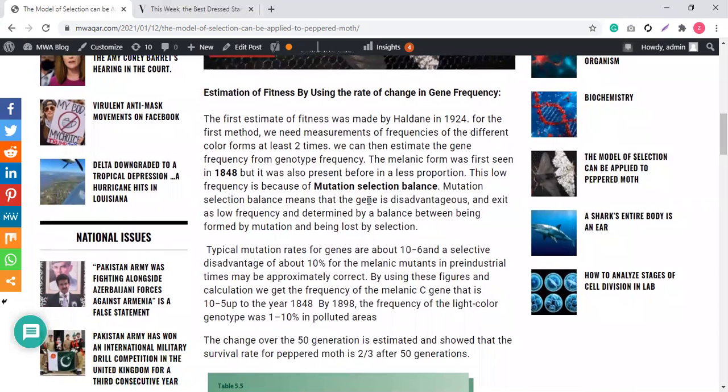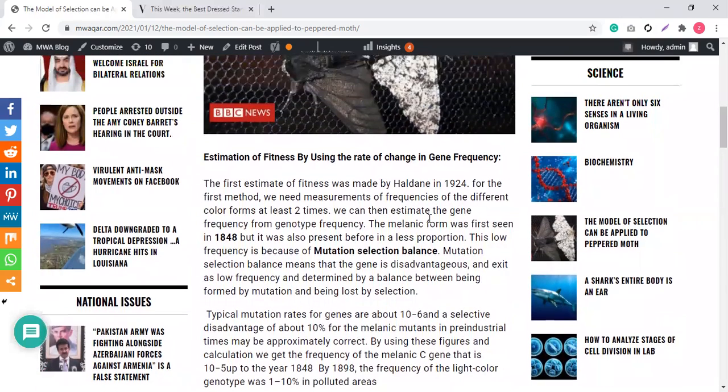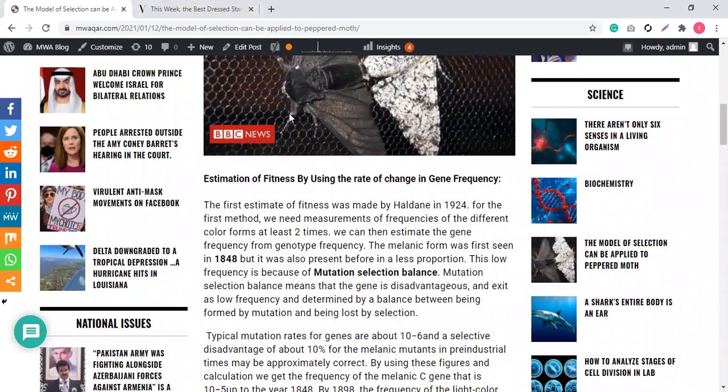Now see why it is present in a very small amount. It is present at low frequency because of the mutation selection balance. Mutation selection balance means that the gene is disadvantageous and exists at low frequency, determined by the balance between being formed by mutation and being lost by selection. At that time, when the environment was clean, the melanic form also existed. Mutation also occurred in the light peppered form in the very distant past, before the 18th century. But the frequency of the melanic form was low because of the mutation selection balance. Nature, at that particular time, selected the peppered form.